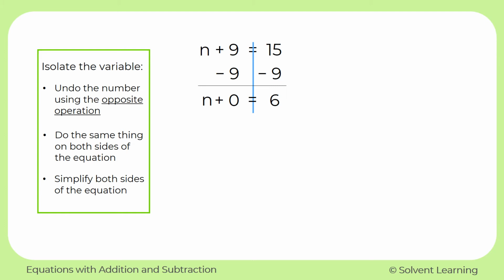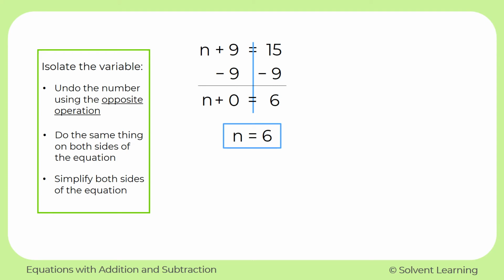Well, do we really need that plus 0 though? Whenever we're adding 0 to something, it's not changing it at all. So we really don't need to write it. That left side is really just equal to n. So we can just simplify this even more and write it as n equals 6.